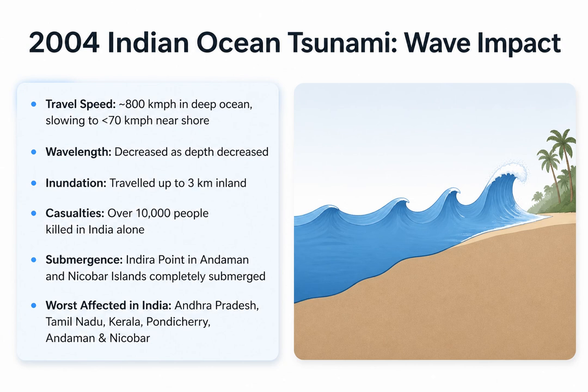The waves pushed up to 3 kilometers inland, causing immense destruction and claiming over 10,000 lives in India alone. Coastal regions were devastated, and Indira Point, the southernmost tip of India, was completely submerged by the rising waters.